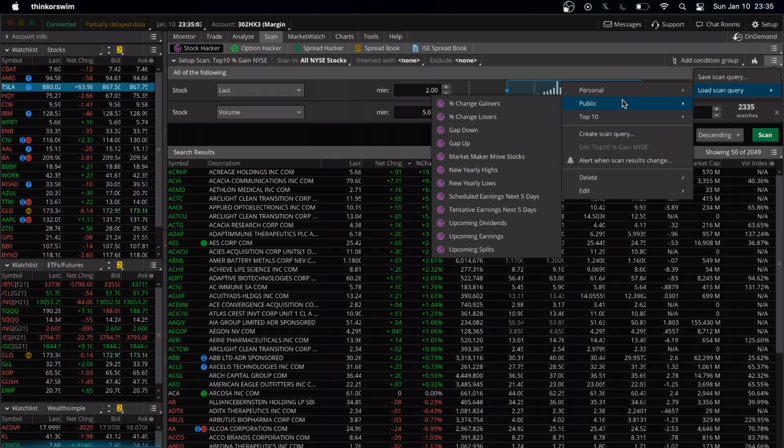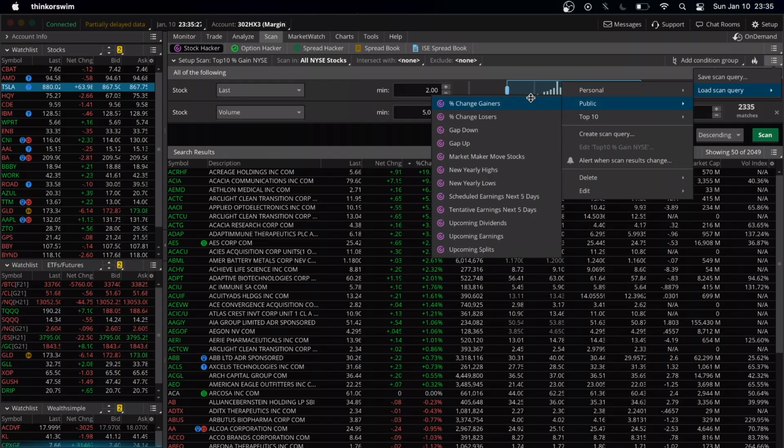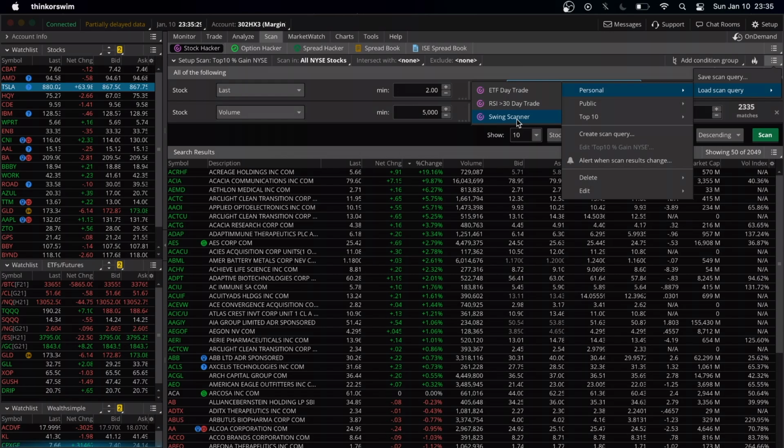You can find anything: upcoming dividends, earnings, gap. It really does depend on what type of trader you are. And then the top 10, these are the most commonly used scanners. You can take a look, it's totally up to you. And if it does interest you, by all means, utilize it. It's there for you. So let's go back to mine. Personal, and then we go swing scanner.